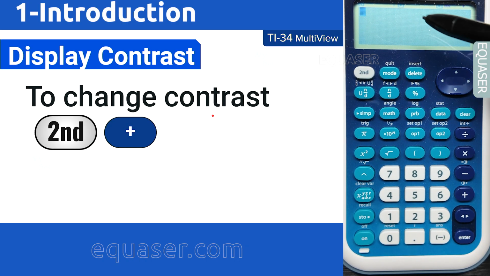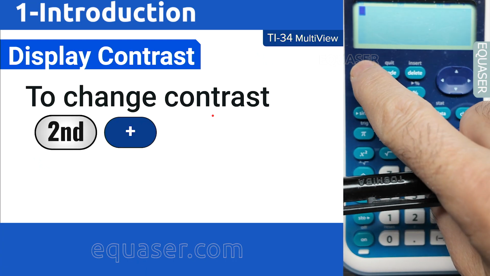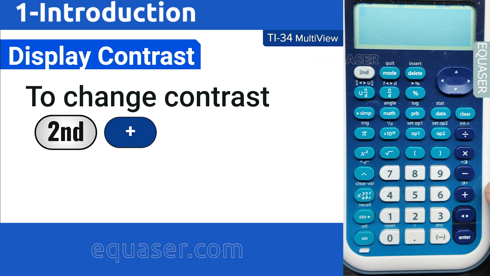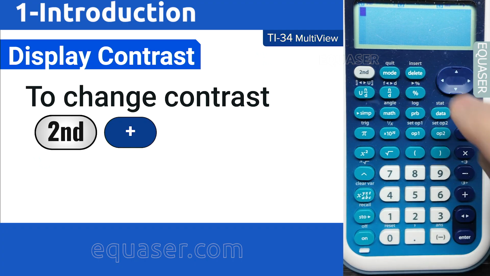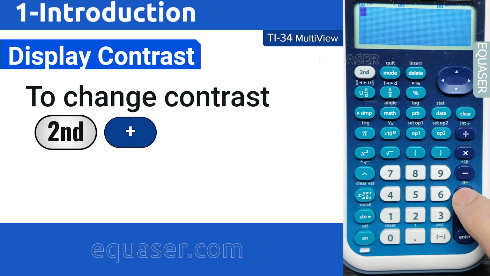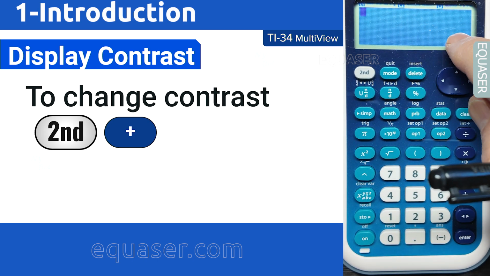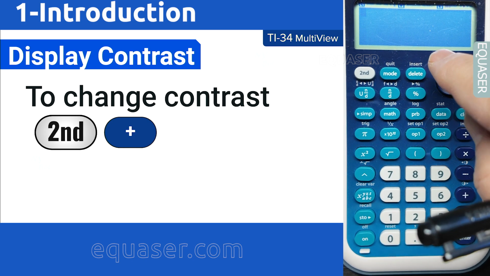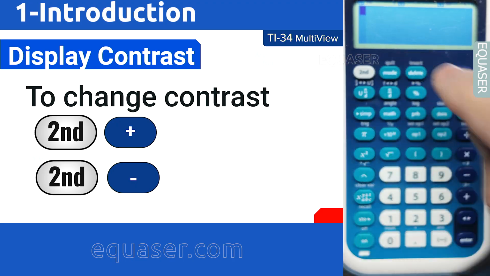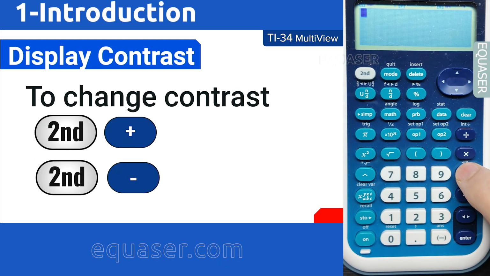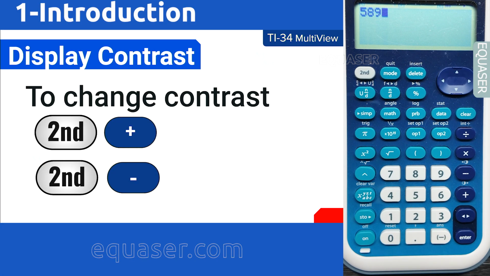To change the contrast of the screen, we press second function and plus. This is increasing it. As you can see, the screen contrast has increased significantly. And to reduce it, press second function and minus. And now the text is viewable.